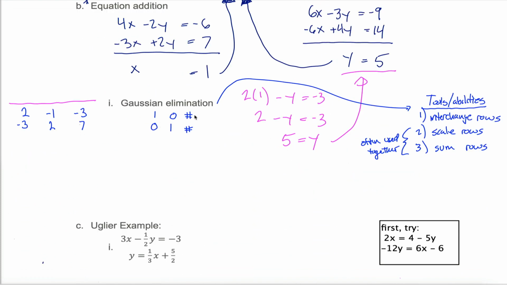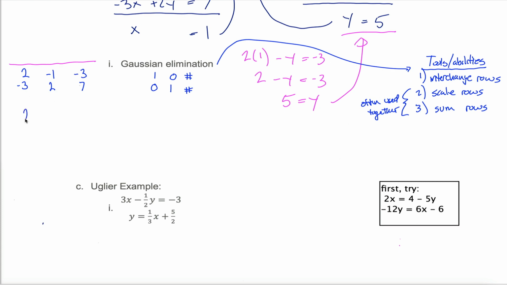So let's do it. What you'll want to do first is create this 0 right here. Don't worry about your top left corner being a 1. We can fix that later. But make sure you get a 0 down below that 1. So how am I going to get a 0 here? Well, what I could do is leave my top row completely alone, 2, -1, -3. And then for my bottom row, instead of writing the bottom row, I can write some combination of the top and the bottom row. If I take 3 times the top row and add that to 2 times the bottom row, I'd have 6 plus -6, so I'd get a 0.